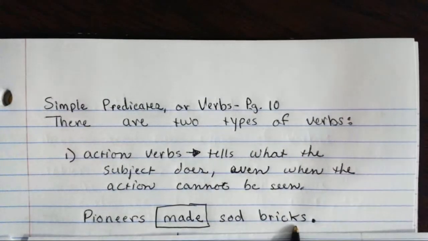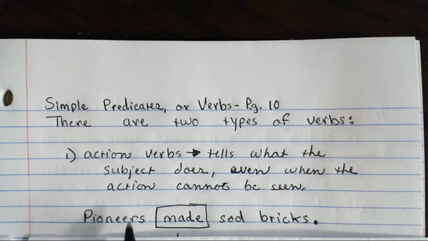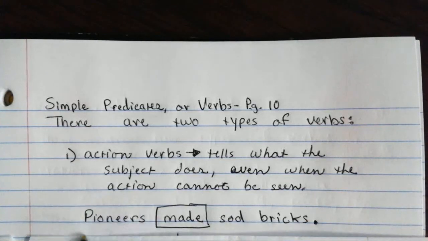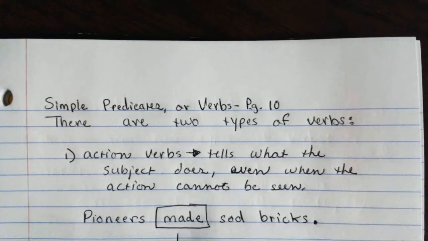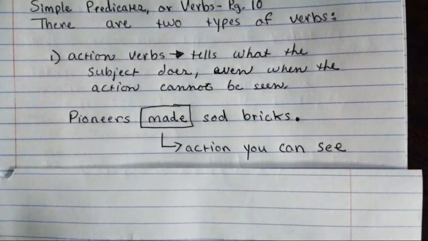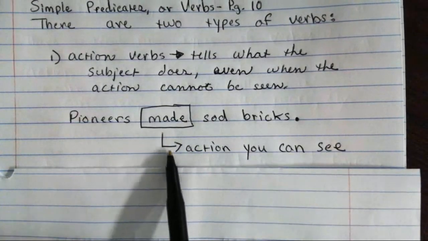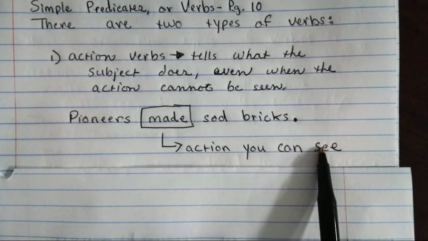Pioneers made sawed bricks. Okay, first off, I would want to know what is the subject. What is this sentence about? Pioneers. And then to find my verb, I'm going to ask, what did my subject do? Well, what did they do? They made. So therefore, made is my action verb. Made is an action that I can see.